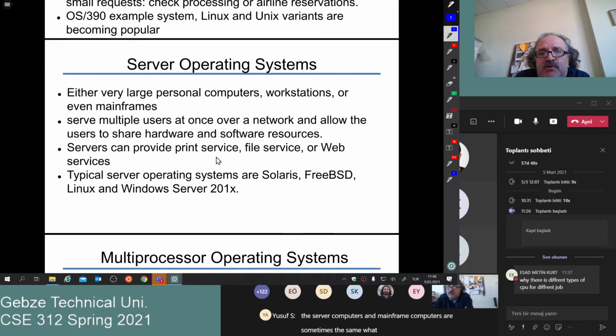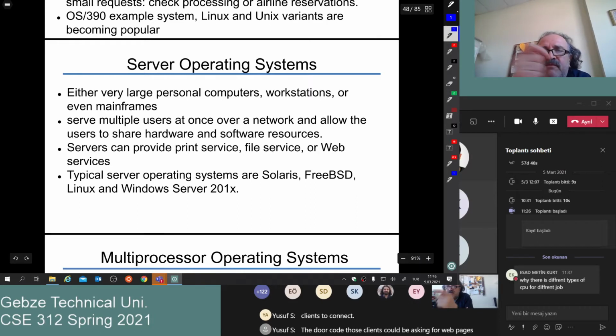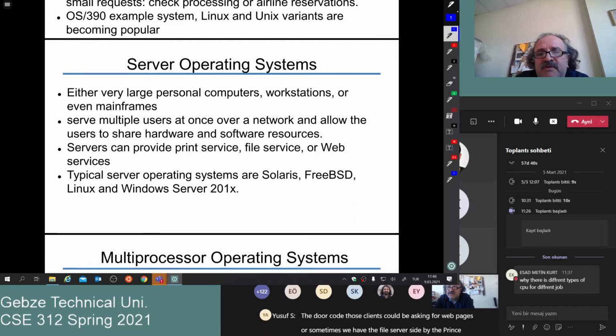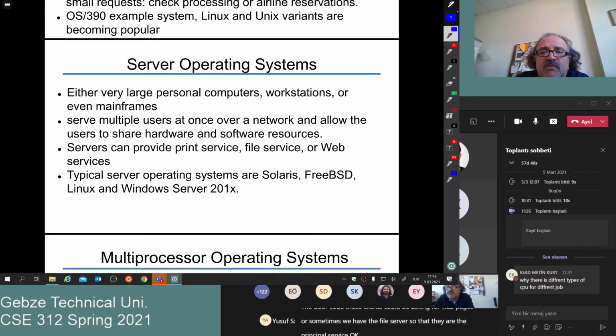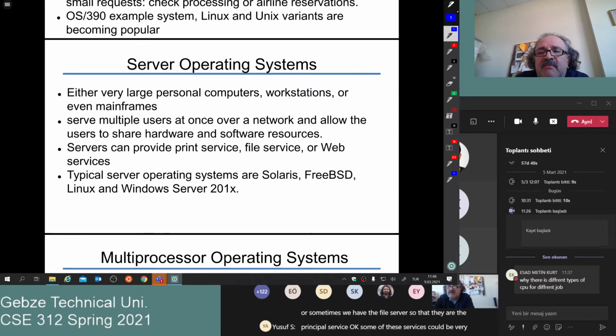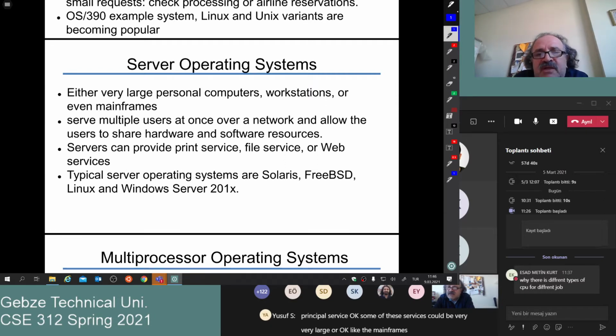What is a server computer? Server computers provide services on a network, like print services, file services, or web services. So it is their job. They sit on some kind of a network and they wait for their clients to connect. Those clients could be asking for web pages, or sometimes we have the file servers, sometimes we have the print servers. Some of these servers could be very, very large, like the mainframes. Some of these servers are small.